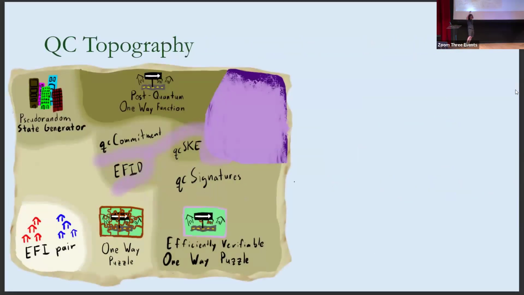Okay, so what does this mean for the map of QC topography? Well, should we still consider one-way puzzles to be a minimal primitive? I still think that we should care about them a lot because they are really more minimal than efficiently verifiable one-way puzzles. We know how to build them from commitments and pseudorandom states. We don't know how to do this for efficiently verifiable one-way puzzles. But whenever we're talking about central primitives, whenever we're working with one-way puzzles, we should just always keep in mind efficiently verifiable one-way puzzles. So my kind of thesis here is that the central primitive for quantum cryptography with classical communication should be both of them.